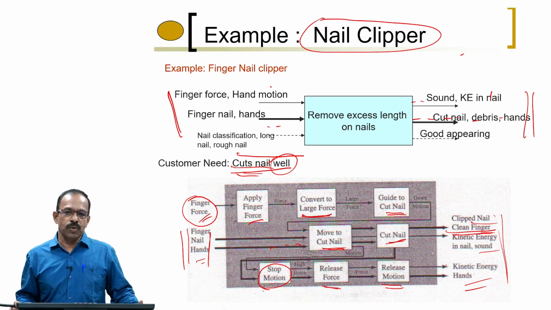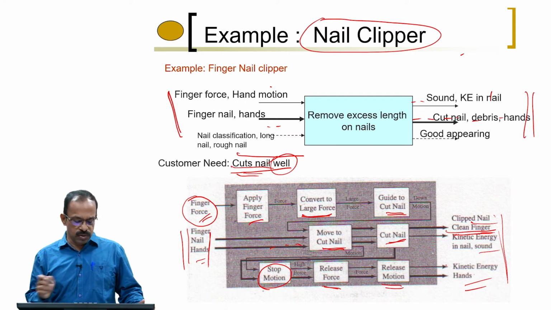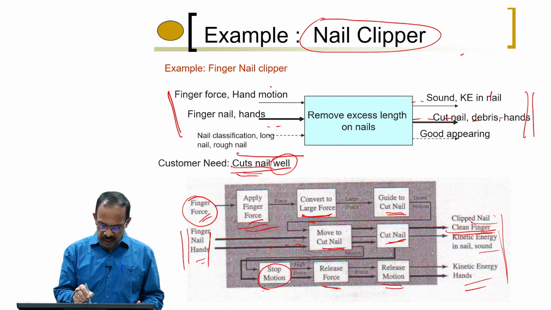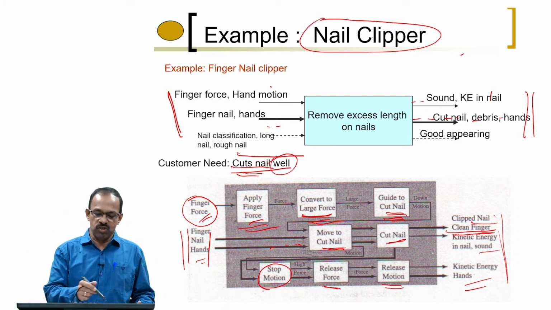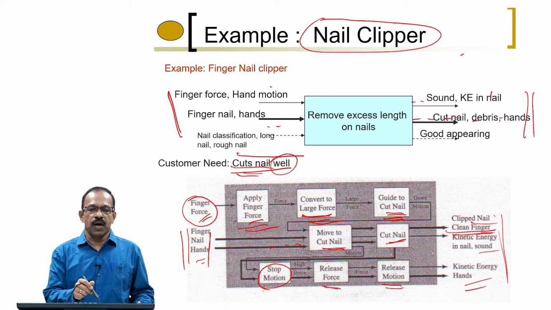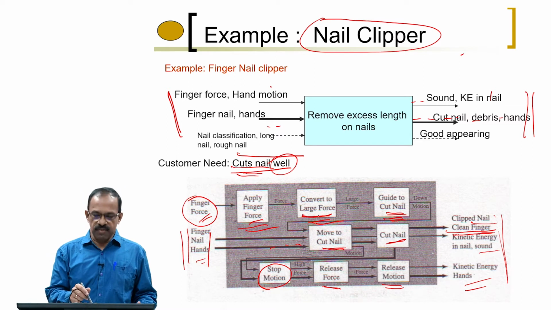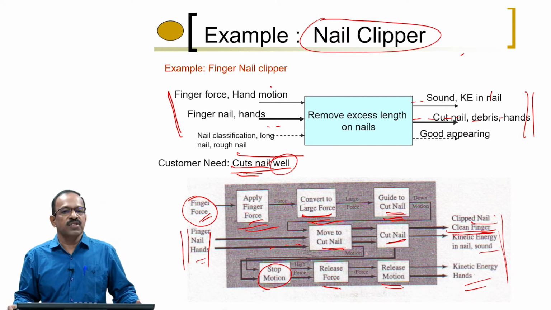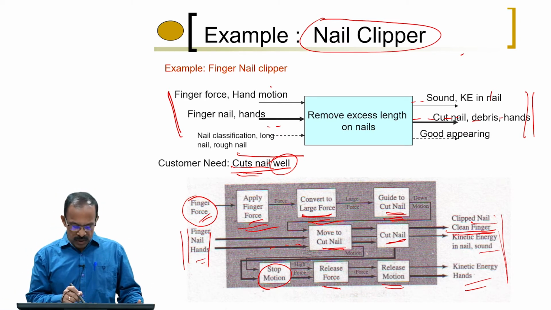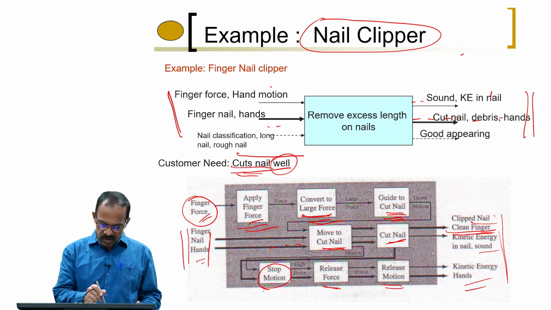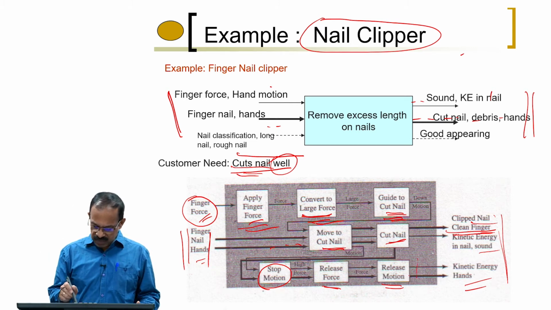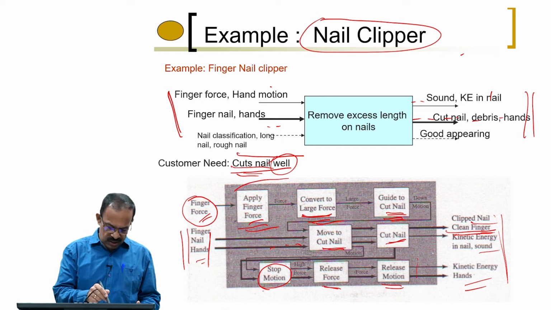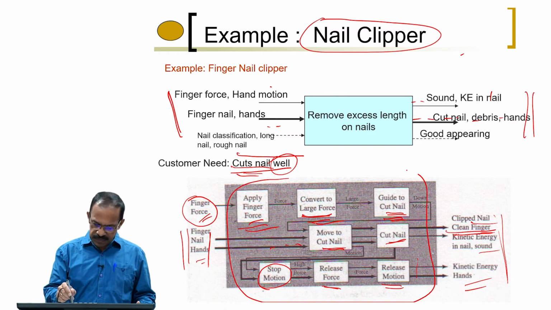So, in order to cut the nail, we need to have these functions included in the product. Product function can be divided into this kind of smaller sub functions, and you can see everything is represented using the functional basis, and using the functional basis we can represent all these functions and see all the functions involved in cutting the nail.